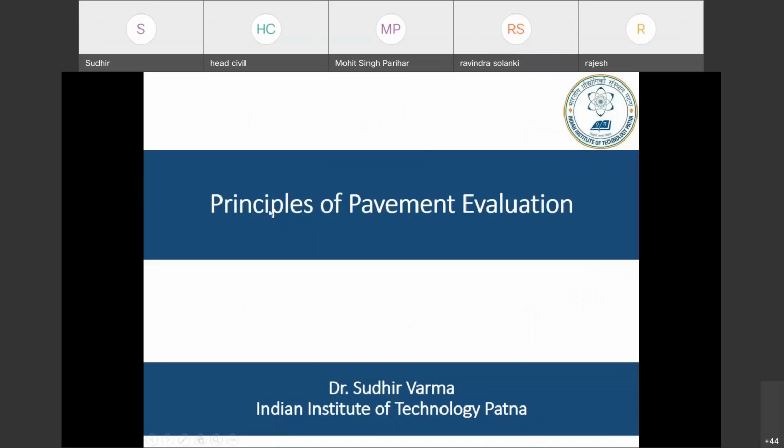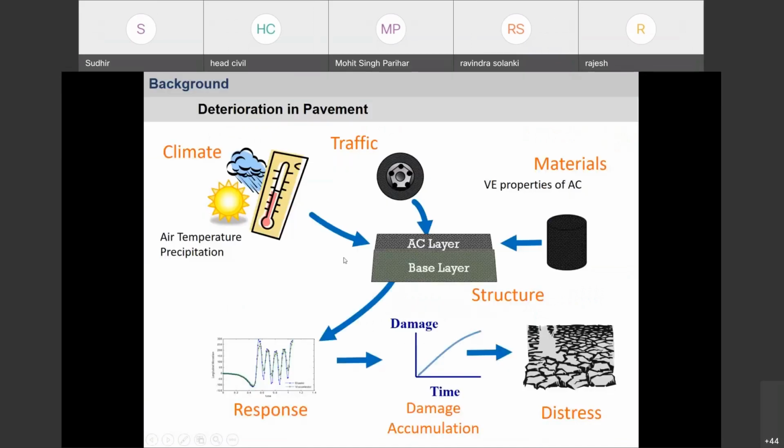So the topic today is principles of payment evaluation. Before I move to principles of payment evaluation, let's talk about why we need to do payment evaluation.